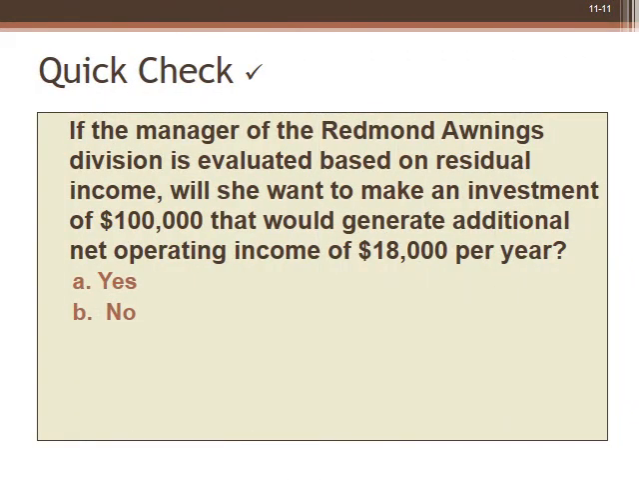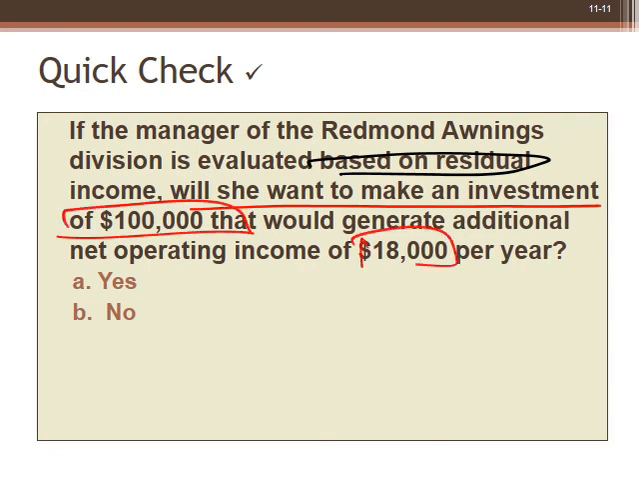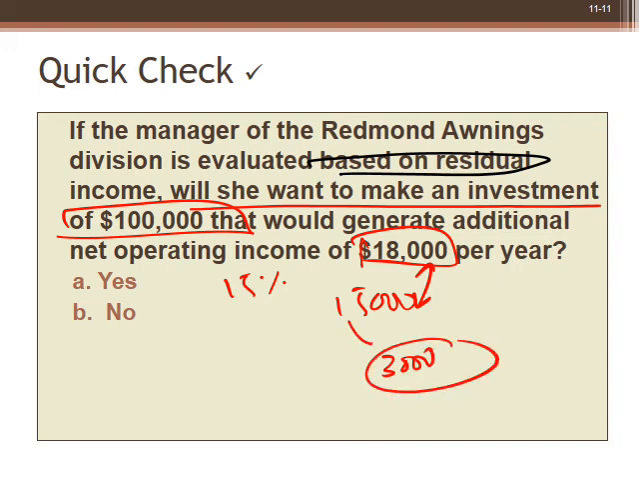If the manager is evaluated based on residual income, will she make an investment of 100,000 that would generate 18,000? Since 15% is 15,000 and the manager has earned 18,000, which is 3,000 above the required rate of return, the answer is definitely yes.